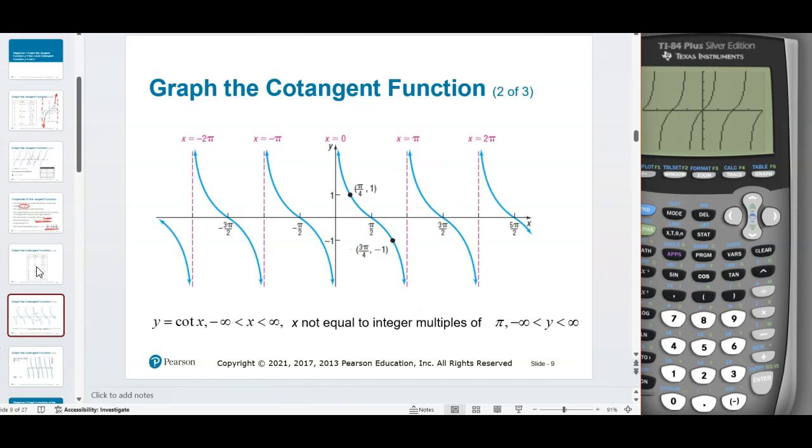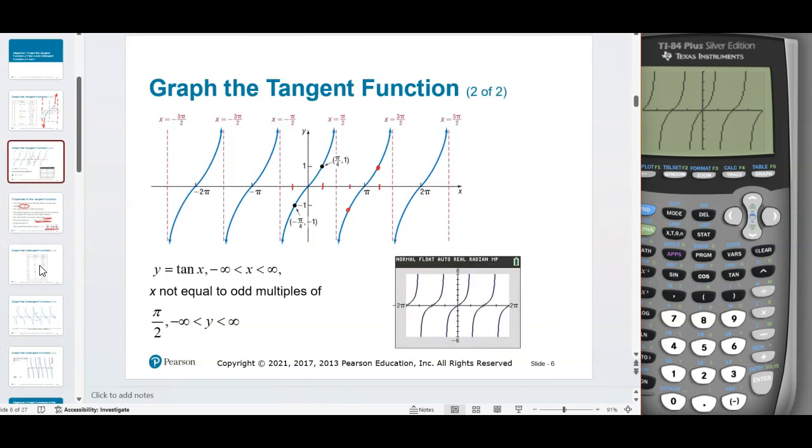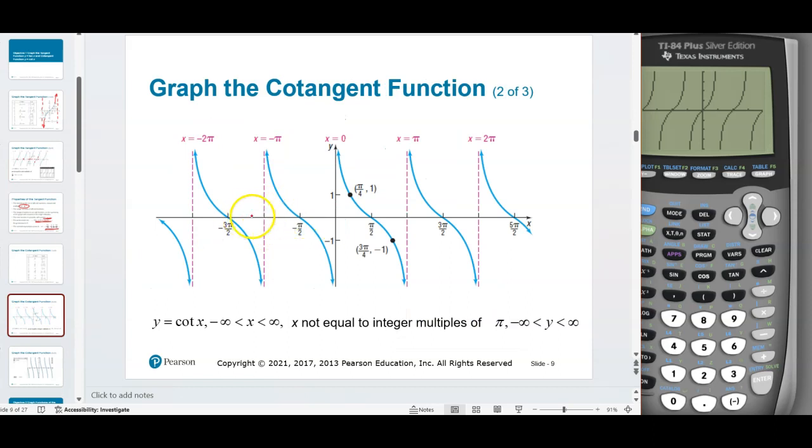So you'll see in between each pair we're falling left to right. And since cotangent is the reciprocal of tangent, everywhere tangent had a 0, where it hit the x-axis, so negative 2 pi, negative pi, 0, pi, cotangent is now going to have an asymptote there. So those are now vertical asymptotes for the cotangent function.